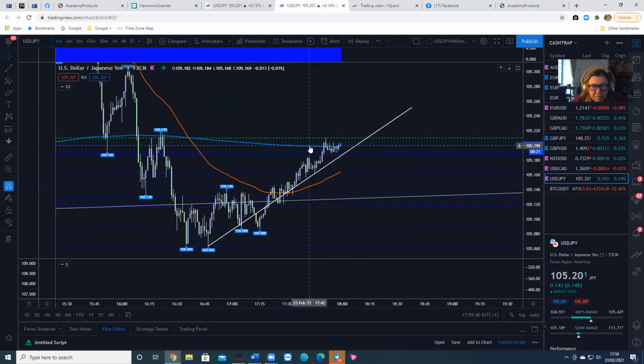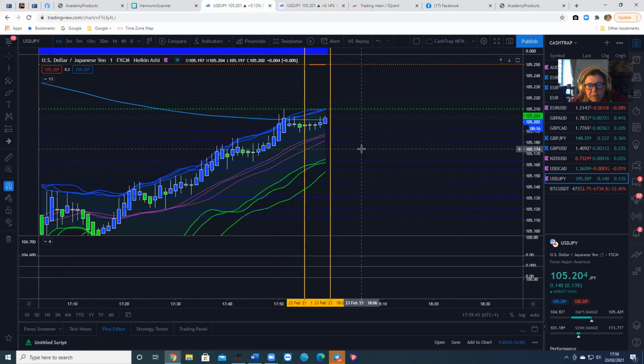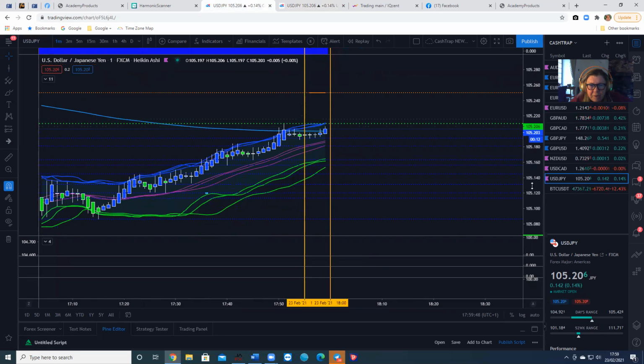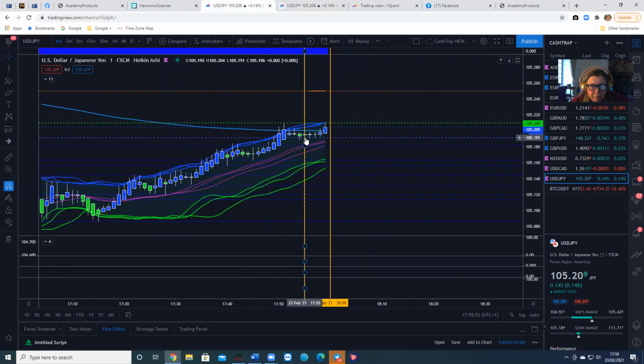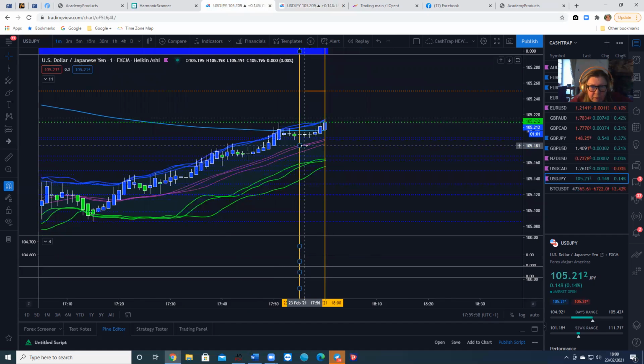This is not the 200 EMA on this one. It's a 15-minute one, something a bit different. So there we are. What we've said is we've borne out what we've said. We tried to take a little pullback, but it just stalled on that line of resistance. It didn't come down to tap this next one at 105.180.